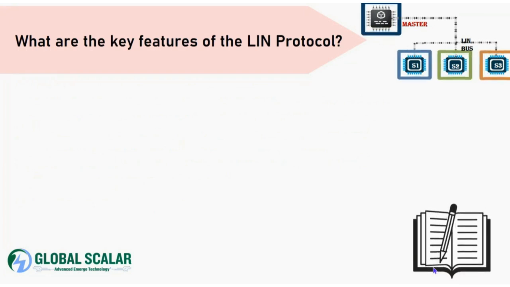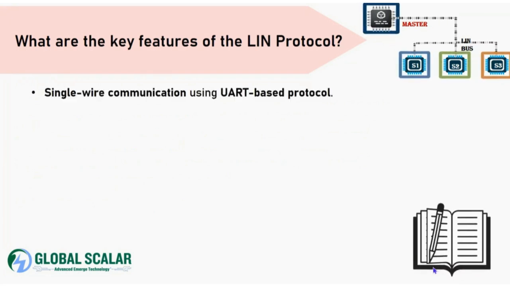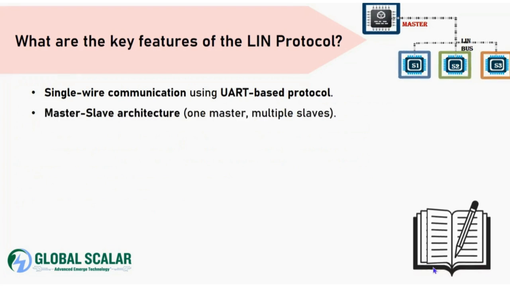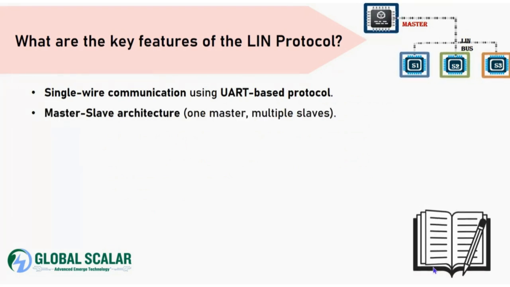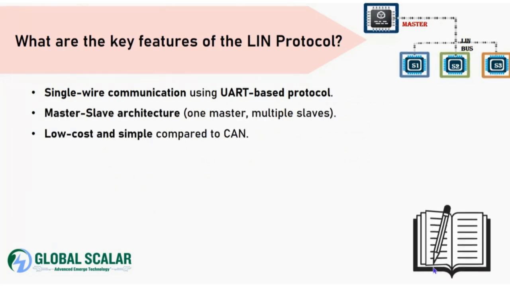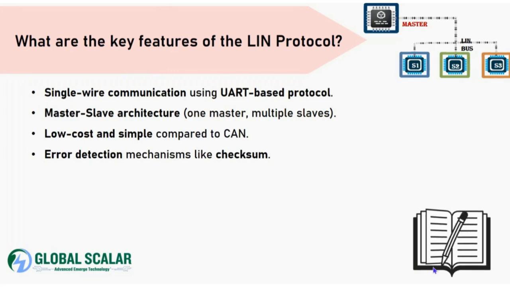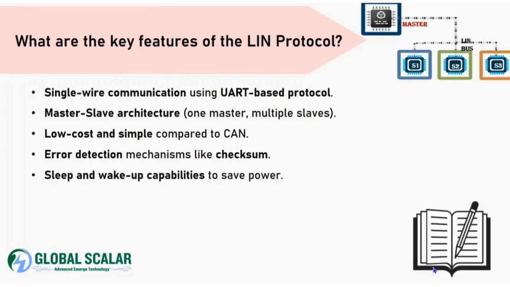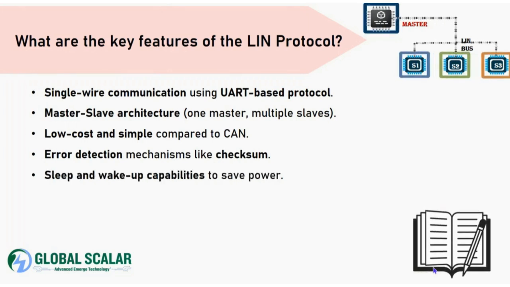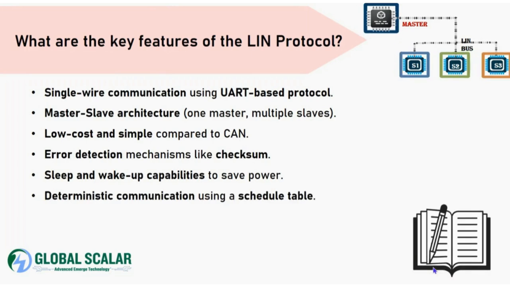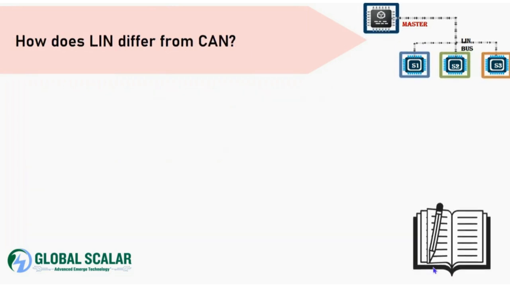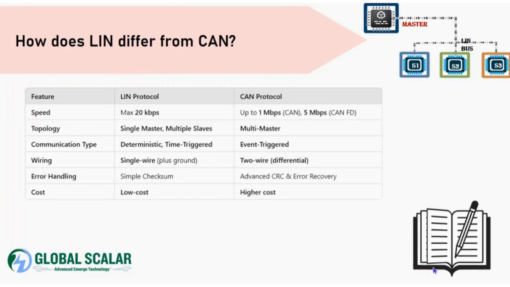What are the key features of LIN protocol? Single wire communication using a UART-based protocol, master-slave architecture with one master and multiple slaves, low cost and simple compared to CAN, error detection mechanisms like checksum, sleep and wake-up capability to save power, and deterministic communication using the schedule table.